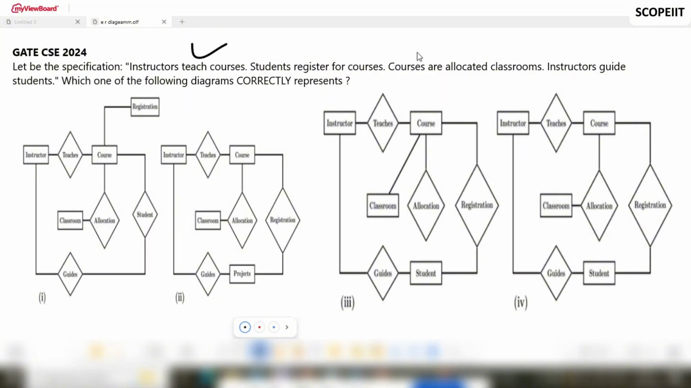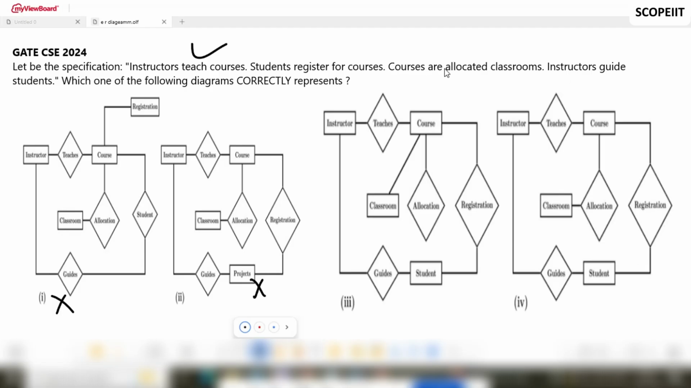Second, student registers for course. So where is student? Here, student. But actually student is an entity, but they have written it in this one. So option 1 is not right. Then student registers for courses. If you see in the second option, there is no student at all. So the second one is also wrong. Here, student registers for courses. So here it is correct. Then in the next one, student registers for courses. So here also it is correct.